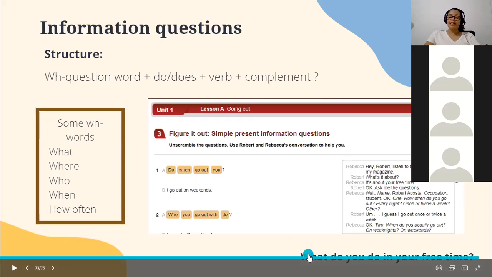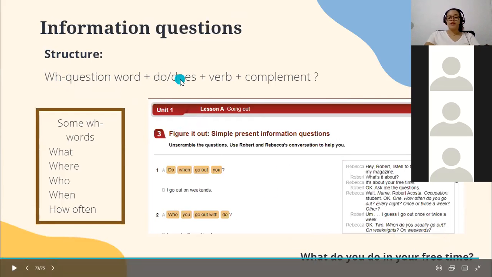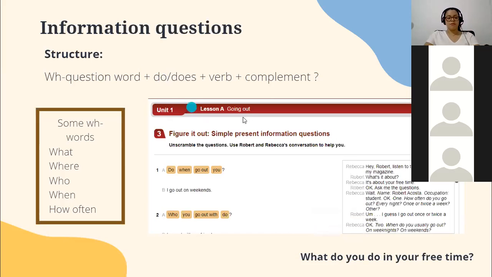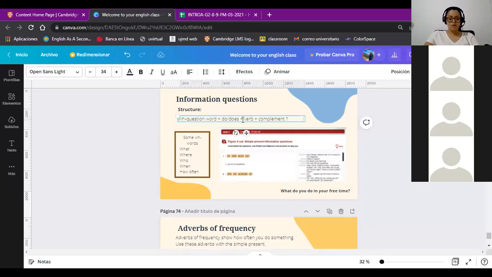Excellent. So this is an example of an information question. If you see the structure, we have WH question word, what. Do or does, that is the auxiliary, over here, do. I missed something over here. Give me just a second. I want to correct this. Subject plus verb. This is a mistake of mine. Okay, one more time.